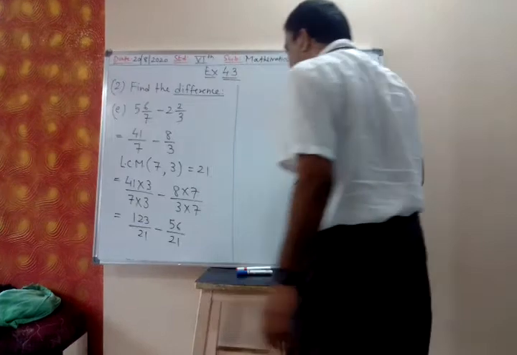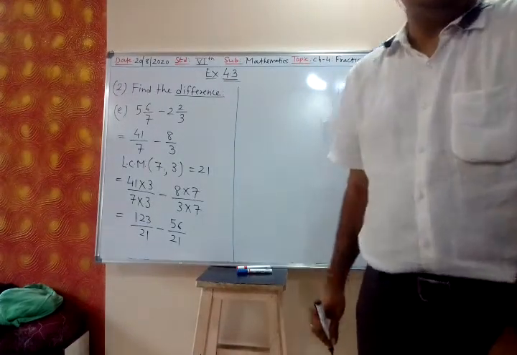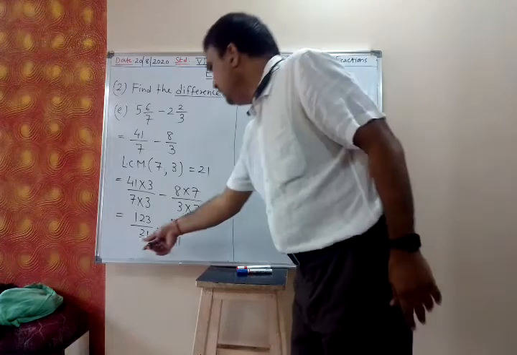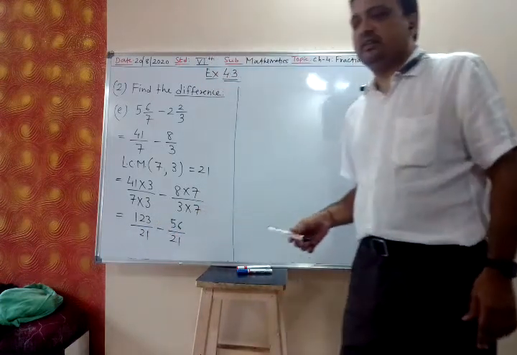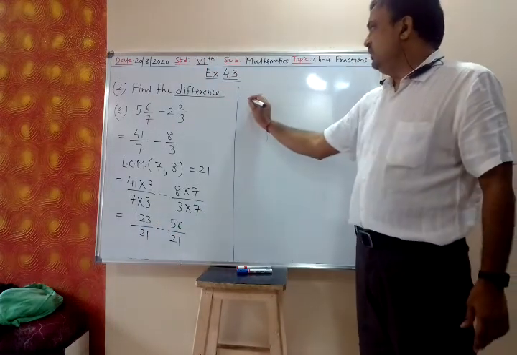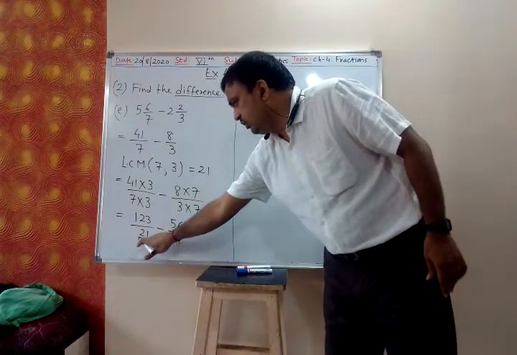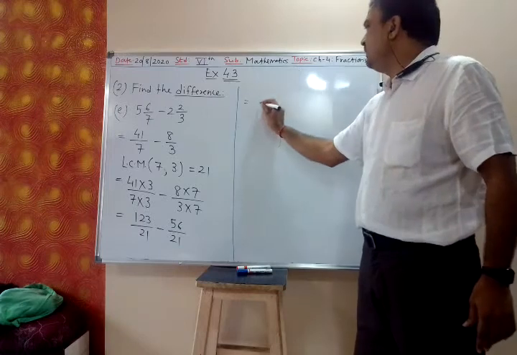So 123 upon 21 minus 56 upon 21. Now the denominator is the same, 21, 21. So they are like fractions. So once they have been converted into like fractions, I will take the denominator 21 common.